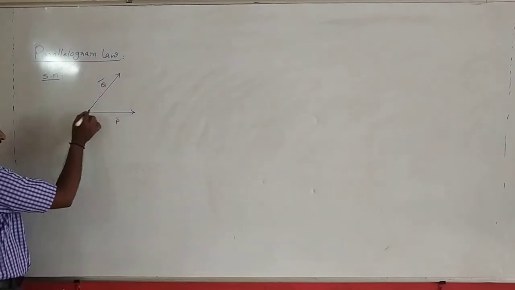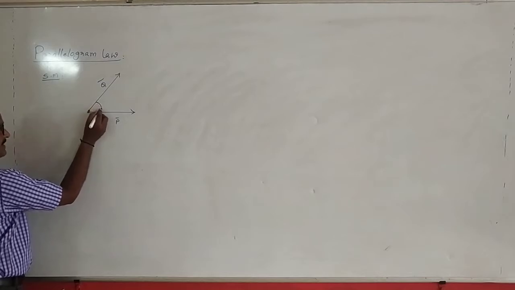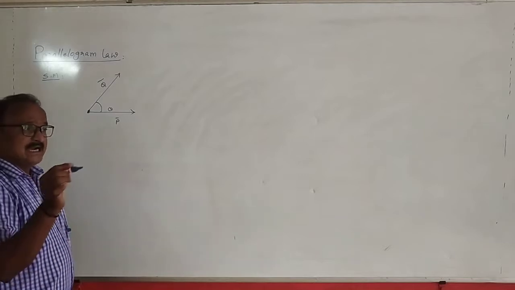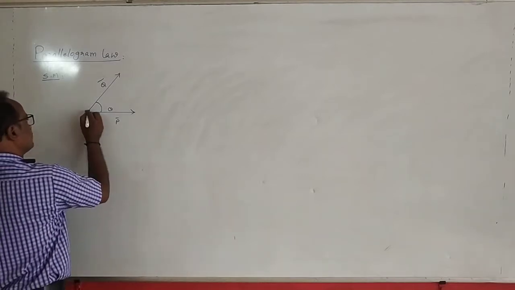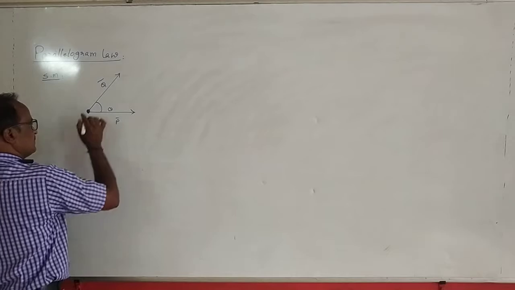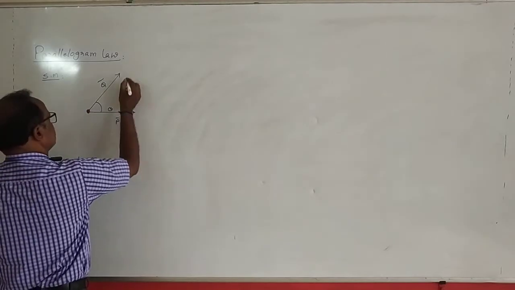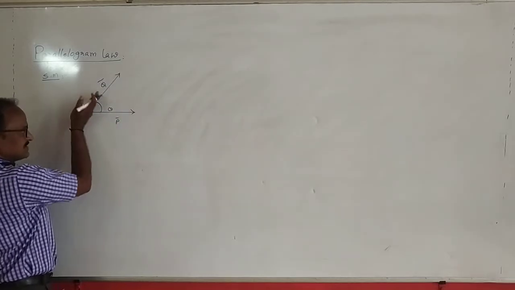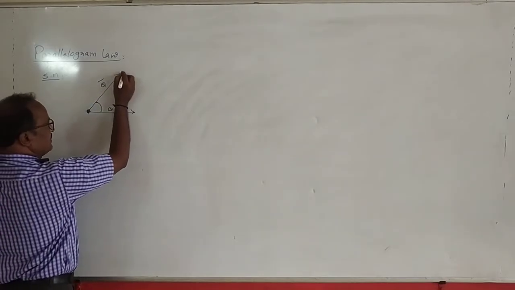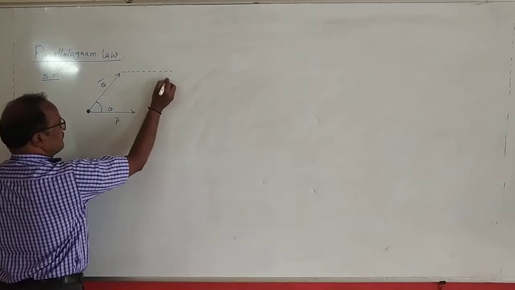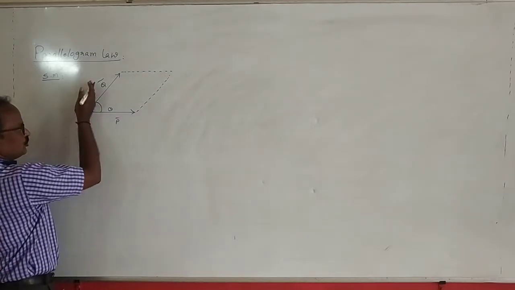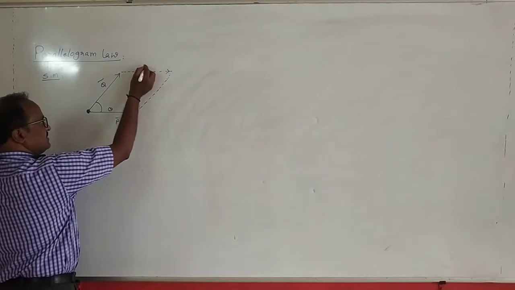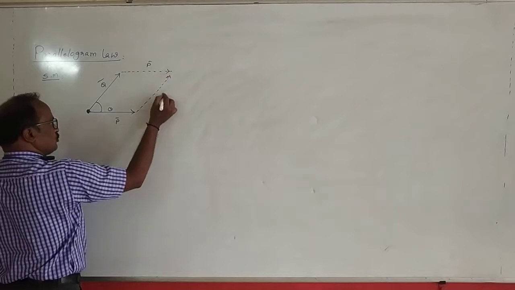These two vectors are acting at the same point and the angle between them is theta. These two vectors can be taken as the adjacent sides of a parallelogram. Then we complete the parallelogram by drawing lines. This side is parallel to q bar, and this side is parallel to p bar. Suppose this is equivalent to p bar and this is equivalent to q bar.